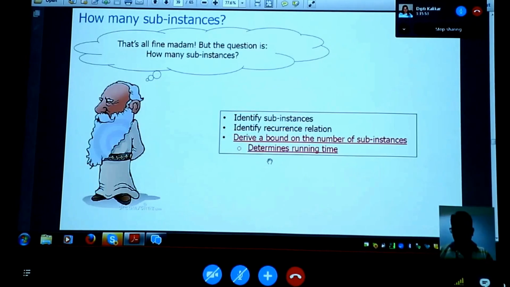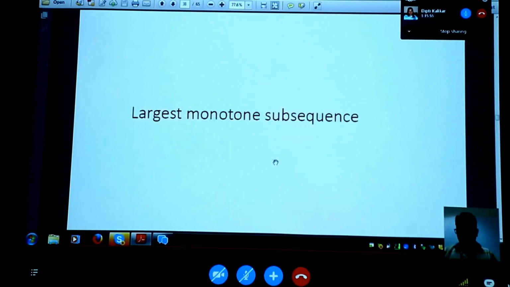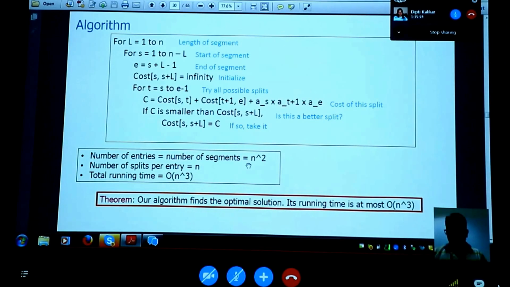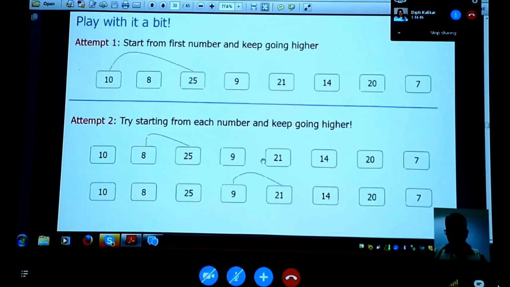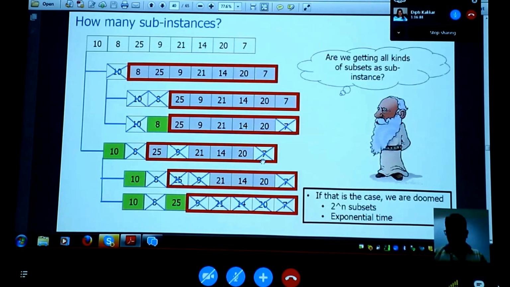That's a problem. Because in matrix multiplication, the way we derived this running time bound was to say that the number of segments is only n square. But now, if all subsegments come out of it, then we are in trouble, because 2 to the n subsets may come out, and that will be the running time. So we are not making any progress over the naive algorithm.